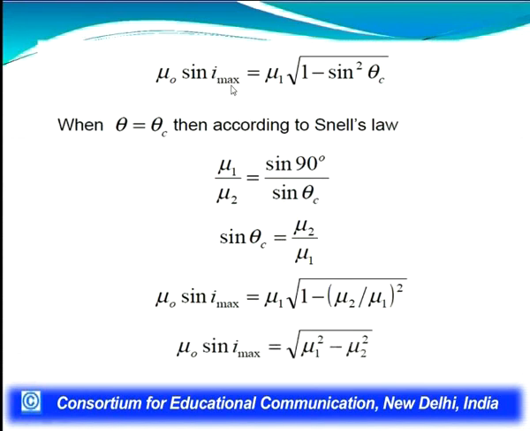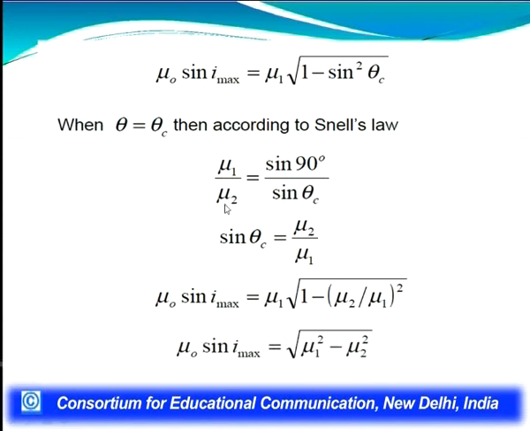Now we can write mu naught sine I maximum, mu naught because we are talking about the refractive index of the incident light in the air, is equal to mu 1 root of 1 minus sine square theta c, where theta is replaced by theta c. When theta is equal to theta c, that is, when the angle is equal to the critical angle, then according to Snell's law we can write mu 1 by mu 2 is equal to sine 90 degrees divided by sine theta c. So we can write sine theta c is equal to mu 2 by mu 1.